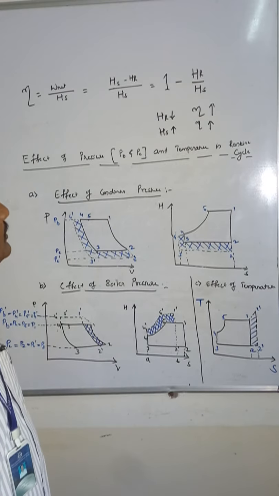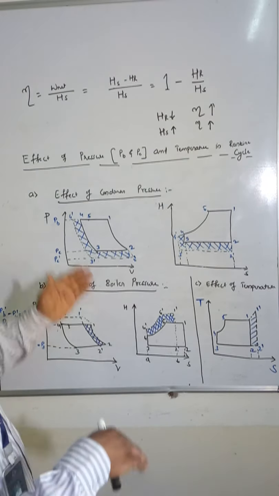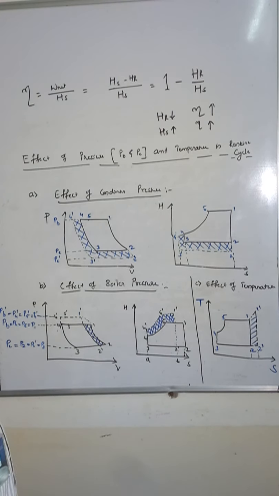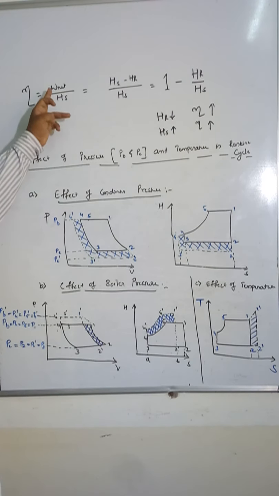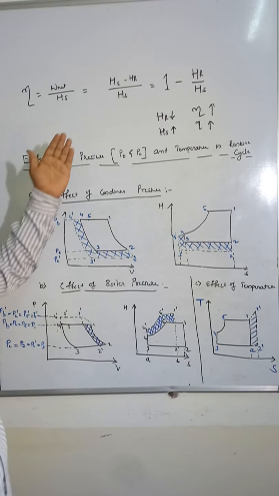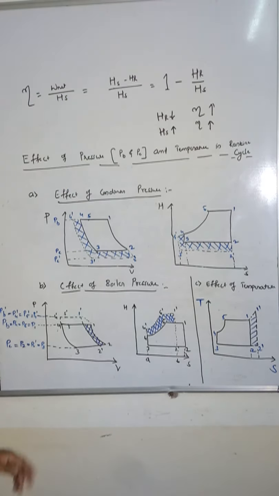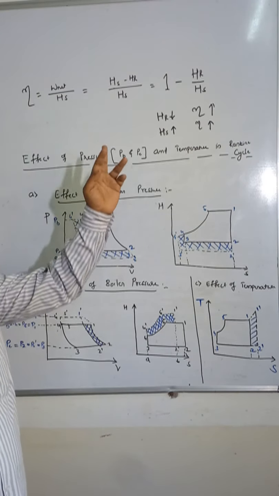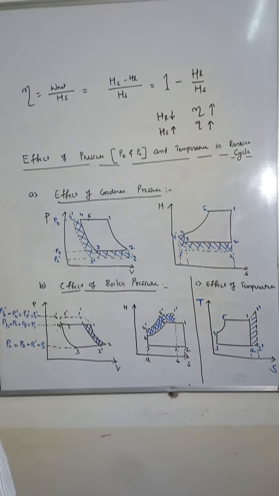Before seeing that, we know the efficiency. Already we have done this method in the last class, that means previous classroom classes. Efficiency is net work output divided by heat supplied. I can write it also in terms of heat supplied and heat rejected: Hs minus Hr divided by Hs, that is 1 minus Hr by Hs.